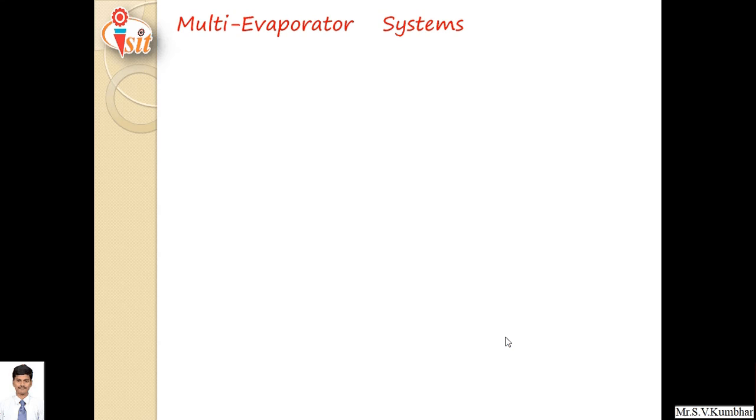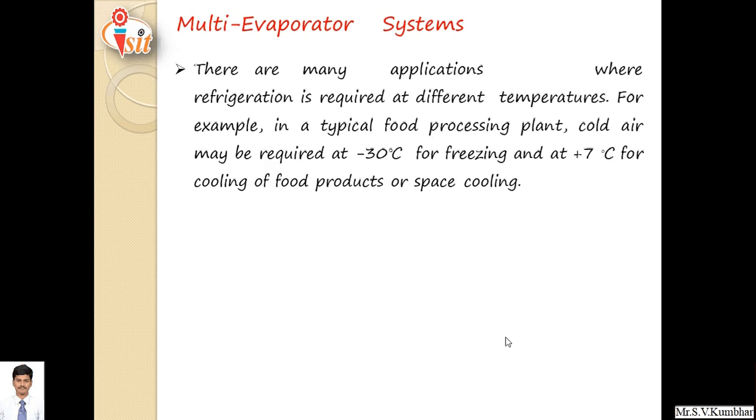Now we will start with multi-evaporator system. In multi-evaporator system, there are many applications where refrigeration is required at different temperature. In the earlier part, we have studied that if a dairy wants to store ice cream at minus 20 degrees centigrade and chilling milk at 20 degrees centigrade, in that case, we can go for multi-evaporator system.